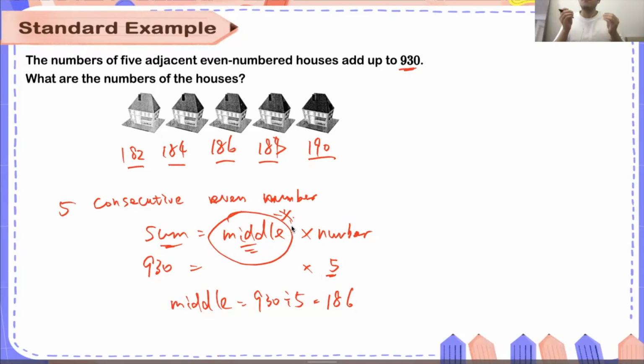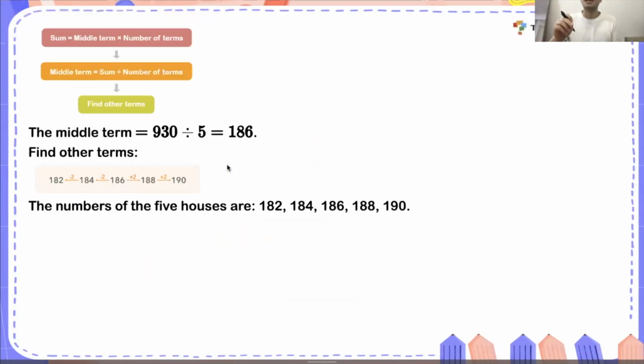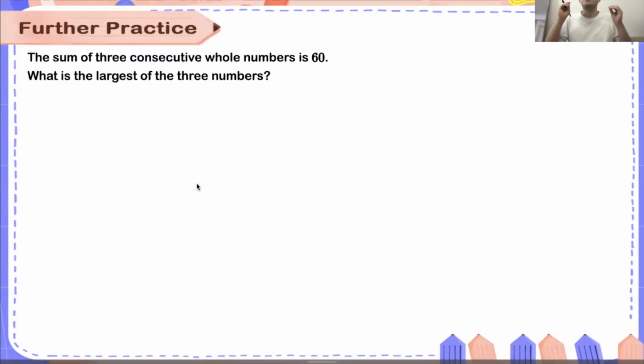Okay. We need to find the middle number. And that is not the first number, and it's not the last number. It's the middle number. Okay. And we will move to the last question in today's lesson. On this page, we have the middle term here, and we can use this to find the numbers of the 5 houses here. And what is the further practice? You can have a try, and it's your turn to work out the final answer.